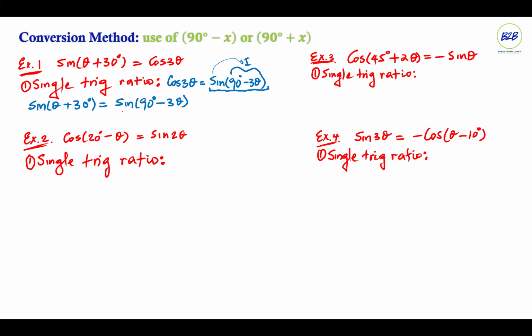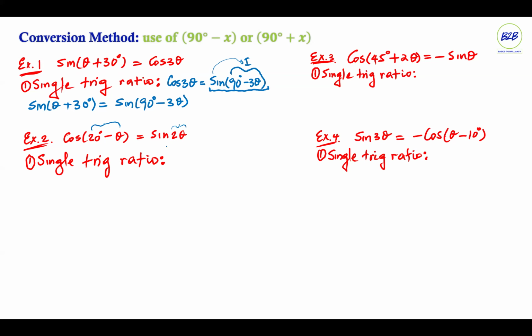All right. Let us go into the second example. We say here, okay, we have 20 degrees minus theta and also 2 theta. Which one is simpler than the other between these two angles? We see that 2 theta seems a bit simpler than 20 degrees minus theta.